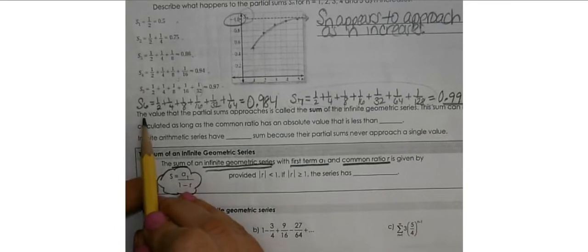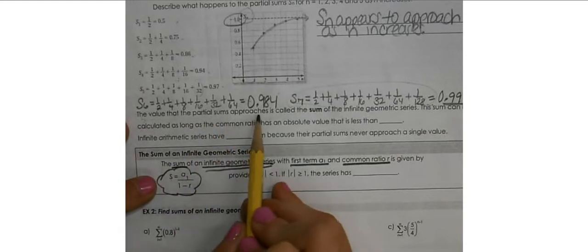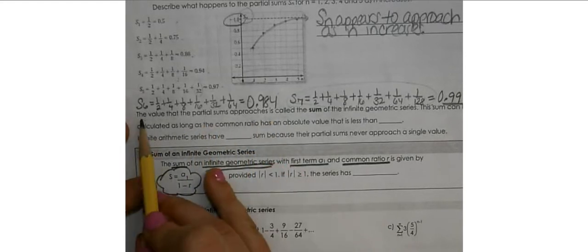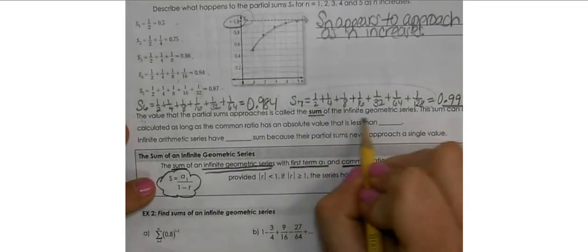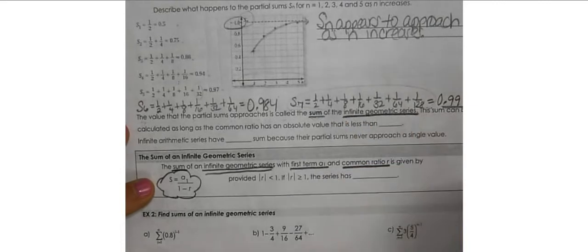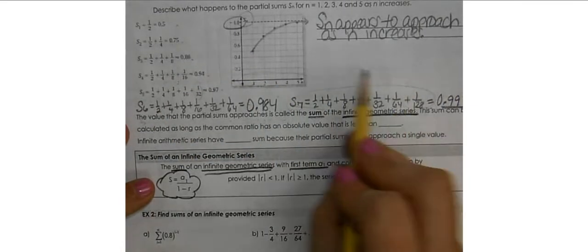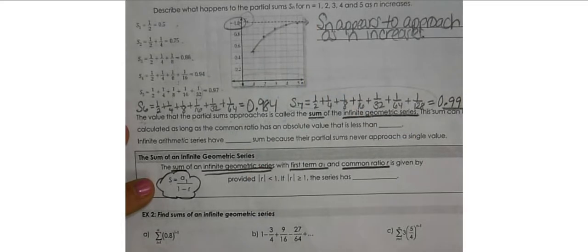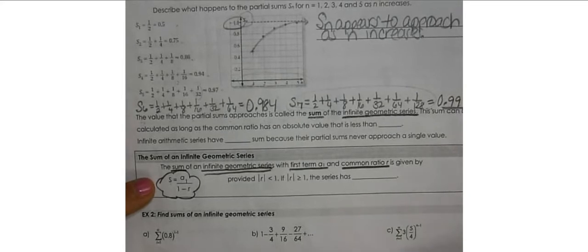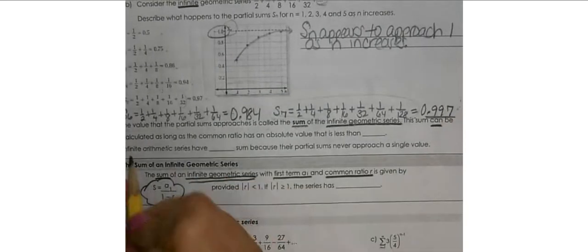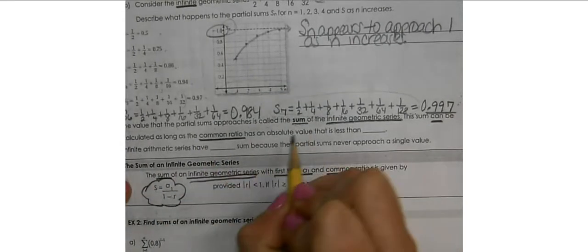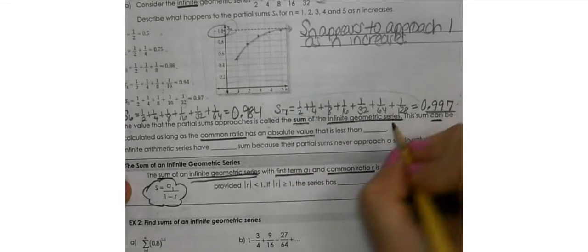So it says right here, the value that the partial sums approaches is called the sum of the infinite geometric series. Like in this case, all of our values approach the number 1, and that number 1 represents the sum of our series. This sum can be calculated using the formula that I just talked about. This sum can be calculated as long as the common ratio has an absolute value that is less than 1.